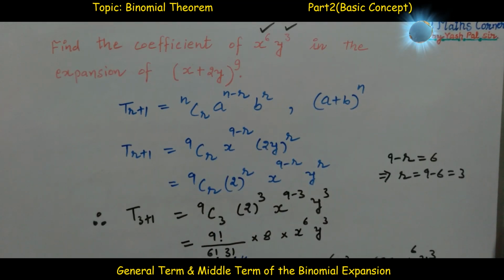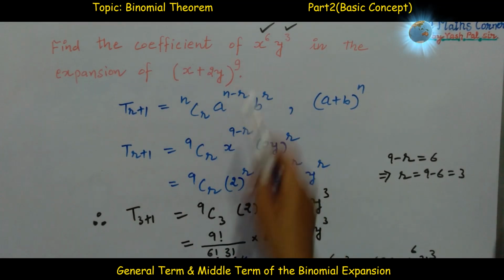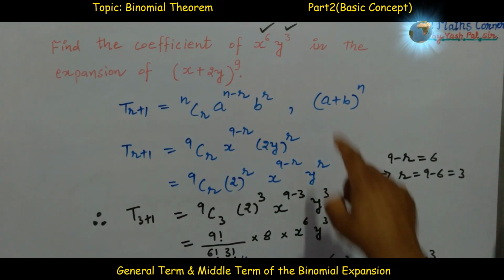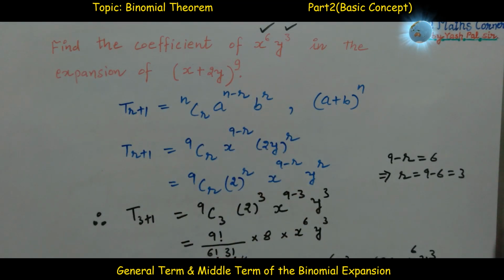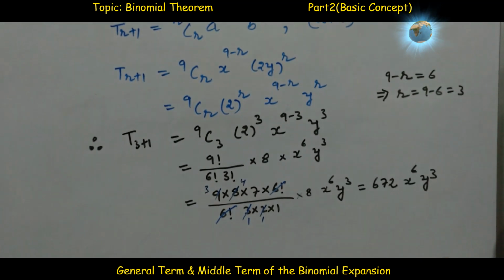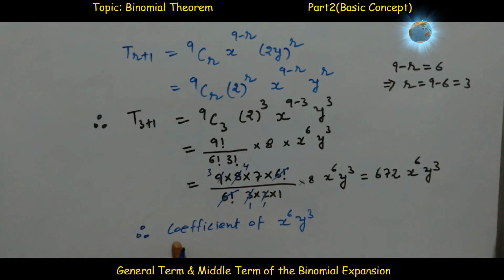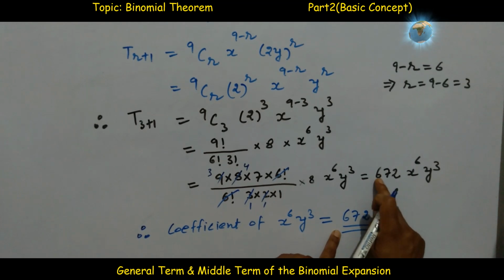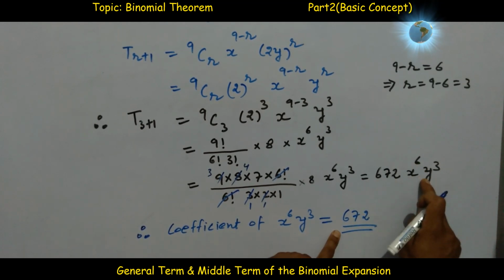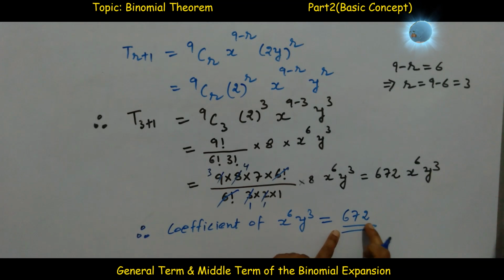Now what is the question? Find the coefficient of x raised to power 6 y raised to power 3 in the expansion of (x + 2y) whole raised to power 9. So what is the coefficient? We see that the coefficient of x raised to power 6 y raised to power 3 is 672. Coefficient means multiplier. What is the multiplier of x raised to power 6 y raised to power 3? This is 672. That's all.